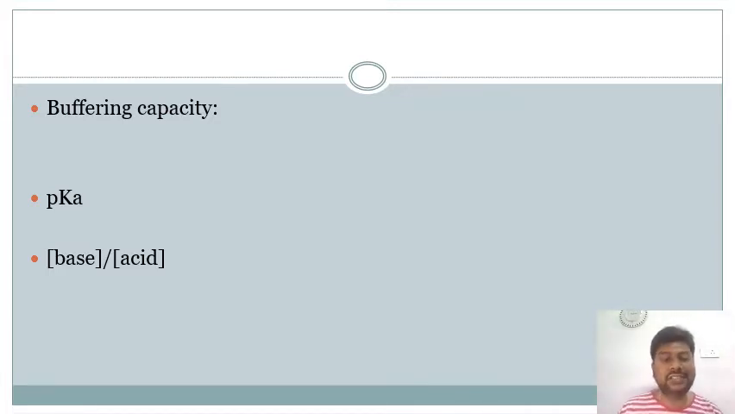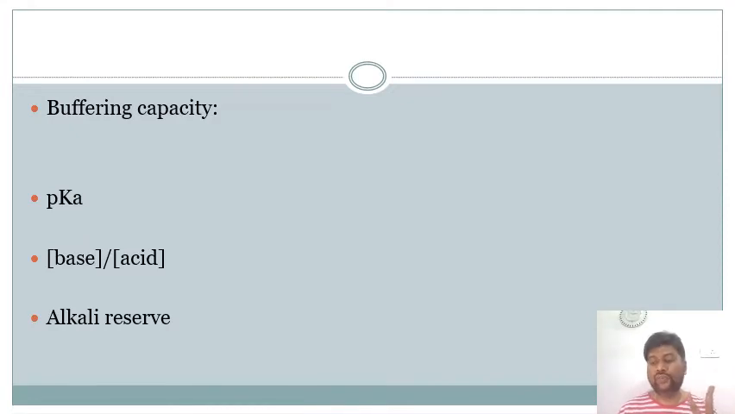Next, coming to the second component, base by acid ratio. Ideally, the base concentration and acid concentration should be equal. Then only it can act effectively against both acids and alkali. But in our body, as we saw in the initial slides, it is mainly acids that are produced. So to counteract that, we need large quantities of bases, which we call the alkali reserve. So we need a base excess or alkali reserve. Only then can it act as a good buffer in our human body.